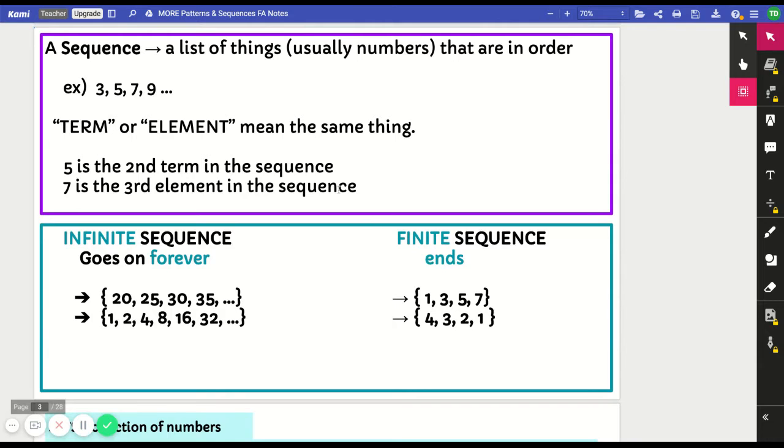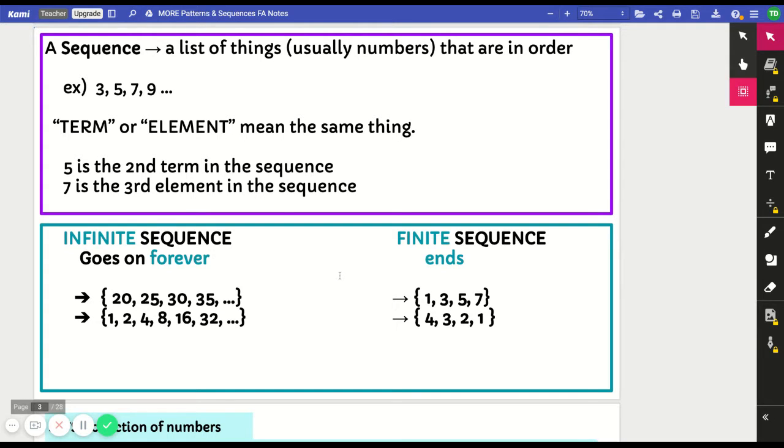Next, we have a few terms to look at. We have the word sequence, and that is a list of things, usually numbers, that are in order, such as 3, 5, 7, 9. Those are odd numbers that go in order. Next, we have the word term or element. They both mean the same thing. So as in the previous set of notes, we know that the term is the number that's in a sequence. So 5 is the second term in the sequence above. 7 is the third element in the sequence above. They mean the same thing.